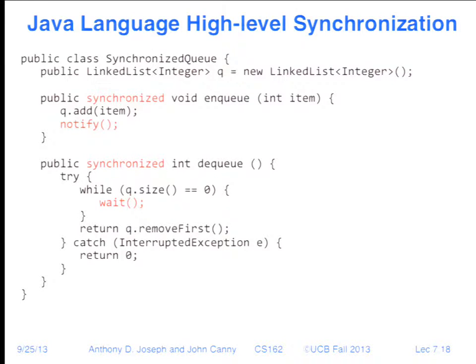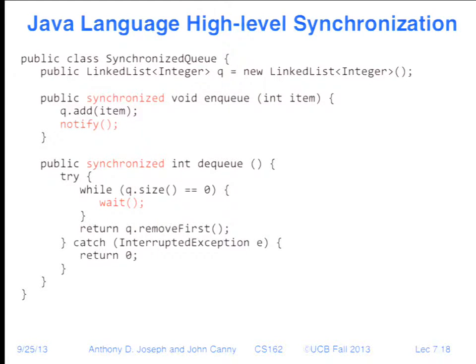Okay, so using the high-level primitives, the synchronized queue is quite a bit simpler. So this is the whole thing now. By wrapping the synchronized keyword around the enqueue function, the lock's both acquired and then released at the end of the routine. We can notify other threads when we add something in case they're waiting for the queue to become non-empty. The other synchronized queue wraps dequeue.